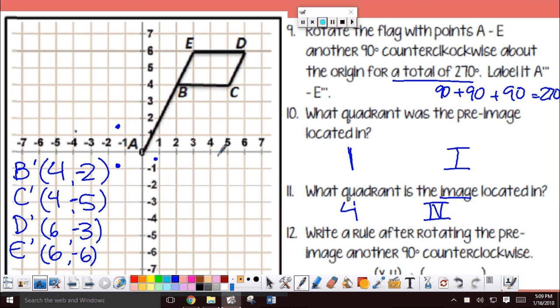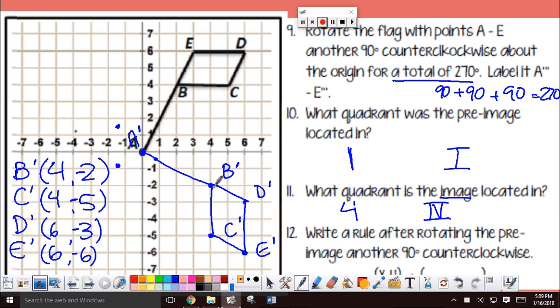So B prime is going to be at 4, -2. I'm going to label as I go so I don't get confused. 4, -5 is going to be C prime. D prime is going to be 6, -3. And E prime is going to be 6, -6. Okay, and A prime, of course, is going to stay the same because that's our point of rotation. That's how we're rotating. Okay, here's my flag part, and here's my pole. Looks like we rotated it.